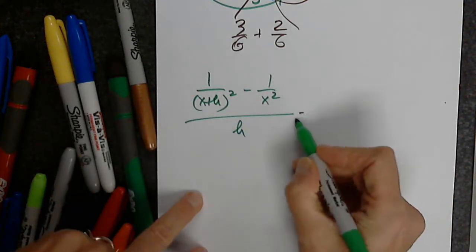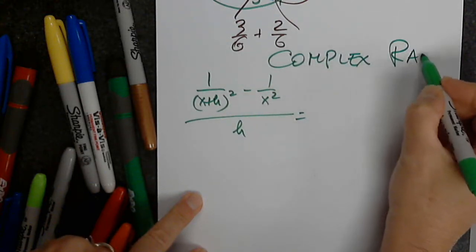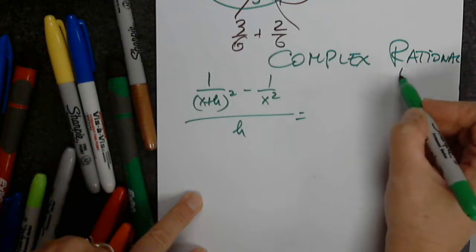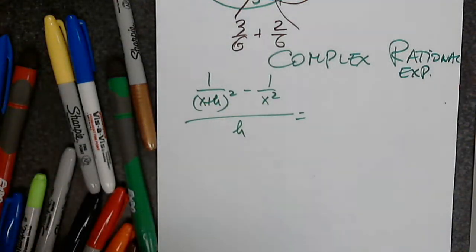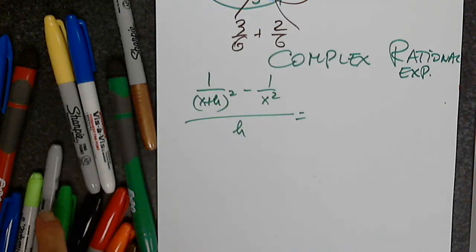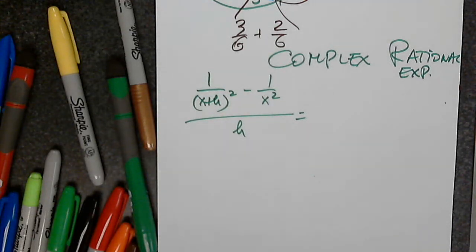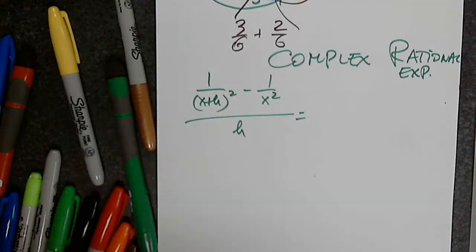Very good. So this is what is called a complex rational expression. It's called more than that, and we'll talk about it over and over in this course. It's also called the difference quotient of a function, but I'll explain that when we get to it, hopefully today. I mean, obviously today.